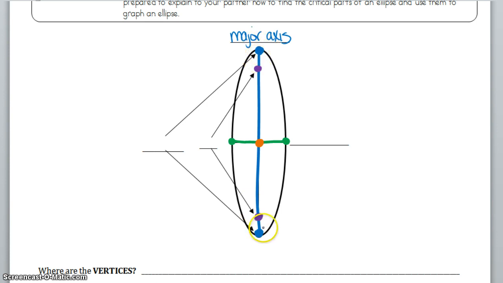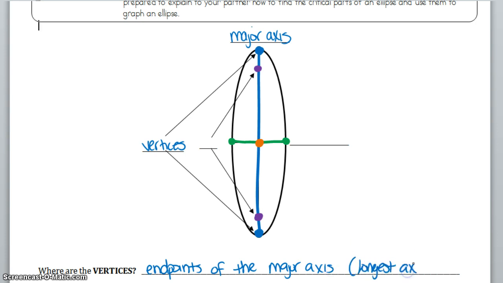The two blue dots on either end of the major axis are called the vertices. They are the endpoints of the major axis. Next, I'd like you to look at the green line. This shorter axis is called the minor axis, and its endpoints are called co-vertices.